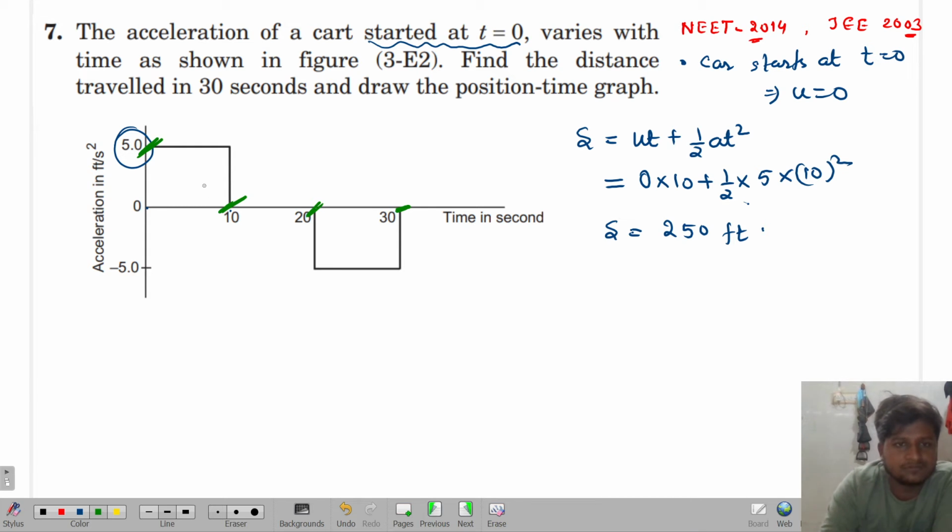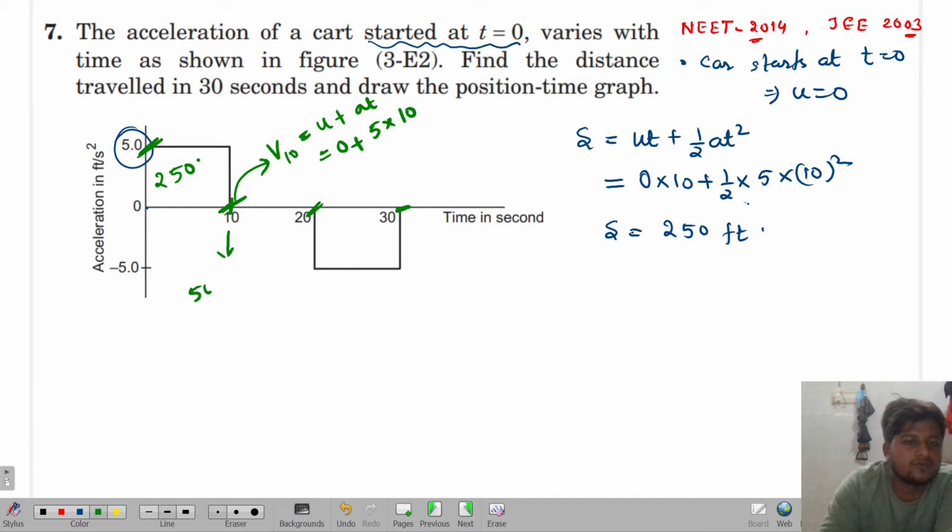Now look over here. In the first 10 seconds you calculated the distance as 250. But at the end of 10 seconds, since acceleration was present, you need to know whether there is a velocity present or not. So the velocity at the end of 10 seconds is v equals u plus at. Initial velocity was 0, acceleration in this whole 10 seconds was 5, and time taken is 10. So the velocity at this point, 10, is 50 meters per second. Yes or no? Sorry, 50 feet per second.